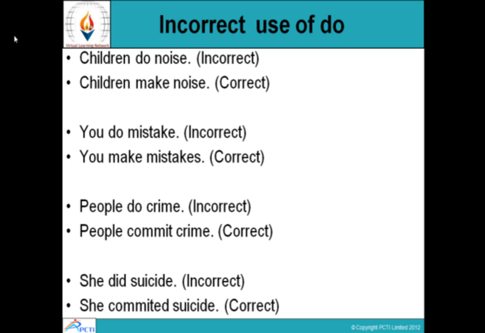You make mistakes. People do crime. Crime again is not an action. So, how can you do it? Crime is a noun. So, we say people commit crime.